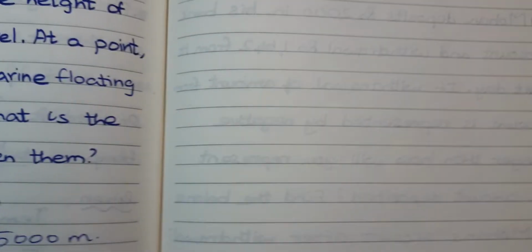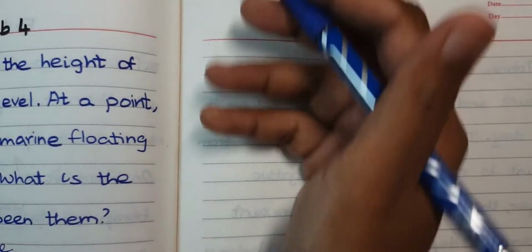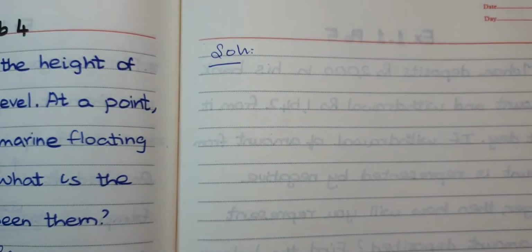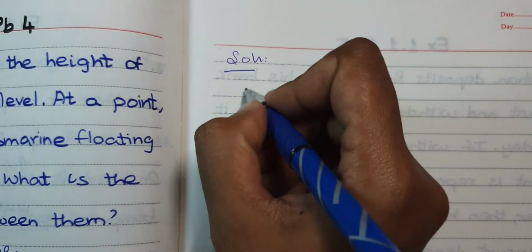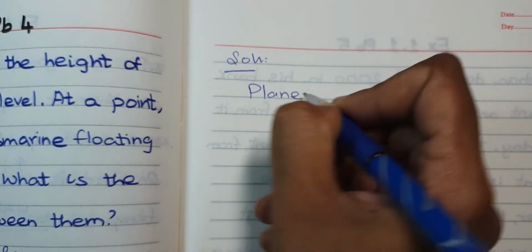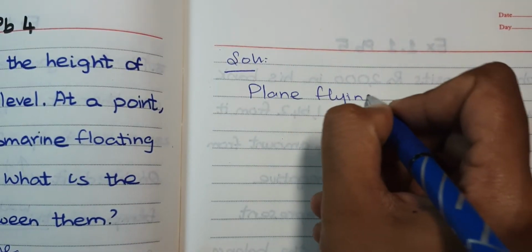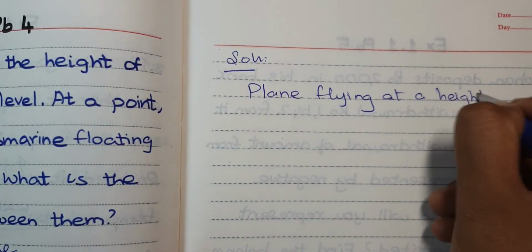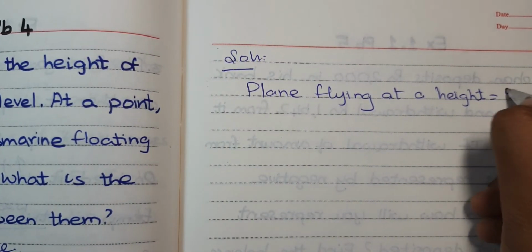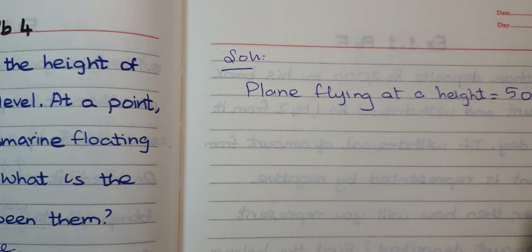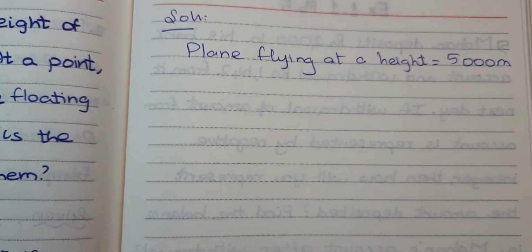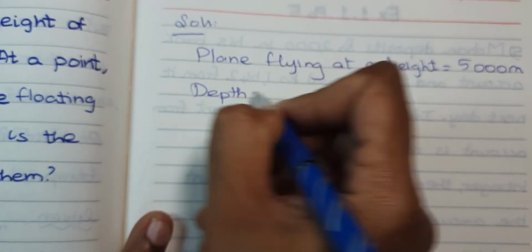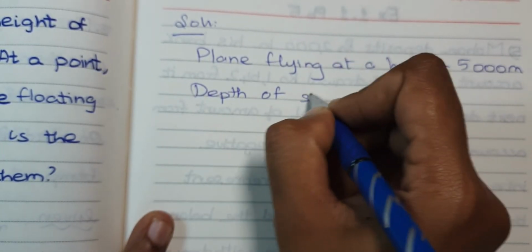So first, what is the given part? First you have to write plane flying at a height. It is given in the question. So plane flying at a height, it is given as 5000 meter. Next is depth of submarine.